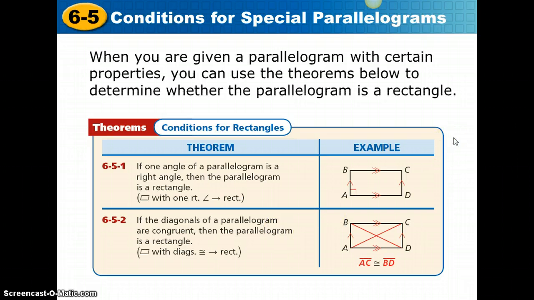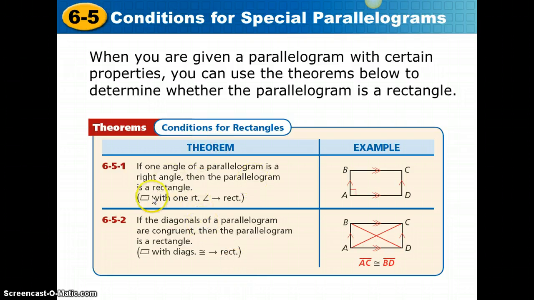Our first part of this lesson is talking about conditions for rectangles. There are two main conditions for rectangles, and I'm not going to read every single part of this. If we're trying to say that a quadrilateral is a rectangle, one way to do so is to show that we have one right angle in a parallelogram. So if we know it's a parallelogram with one right angle, it has to be a rectangle. Secondly, if we have a parallelogram with congruent diagonals, then it's a rectangle.